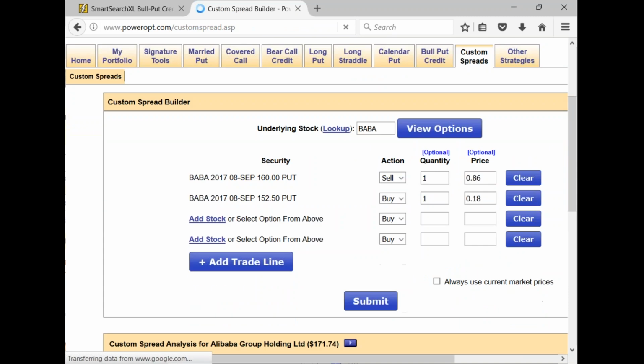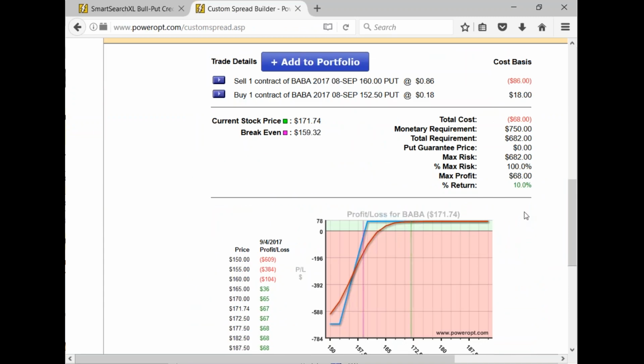All right, let's just do that. There we go. Looks a little bit better on the profit and loss chart. Well, here's a 10% return. A 7.5 point spread to make 68 cents, a 10% return for about a 7-day trade, right?